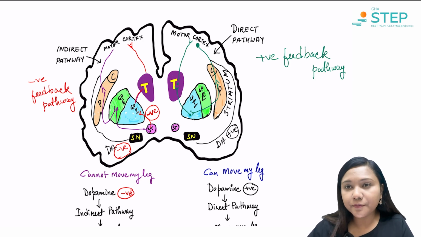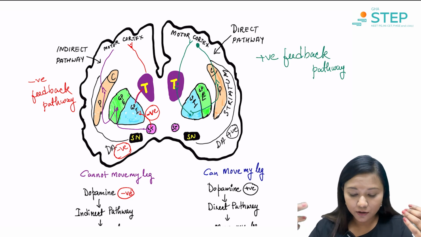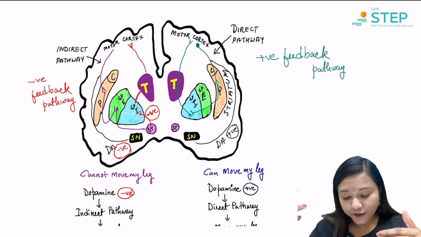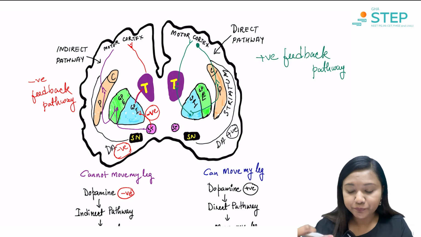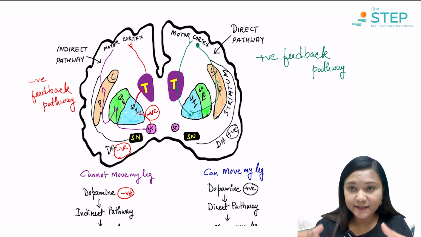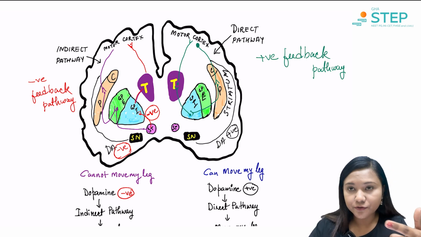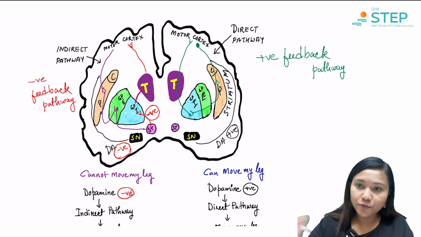Okay, so direct pathway is saying that normal movement is occurring. I want to walk, I want to move my legs, so you are getting signal from the motor cortex. From the motor cortex it is going to the corpus striatum, from the striatum to the globus pallidus interna, and interna is sending again positive signal to the thalamus. Thalamus is again sending excitatory or positive signal to the motor cortex, and then the movement is occurring.